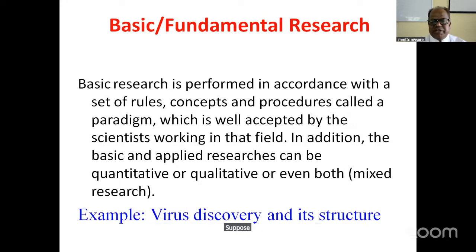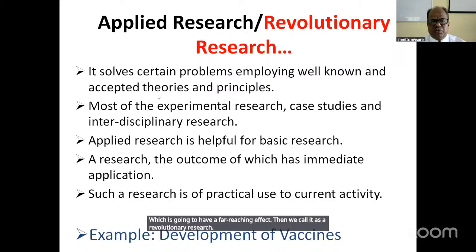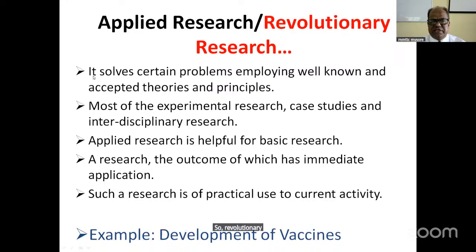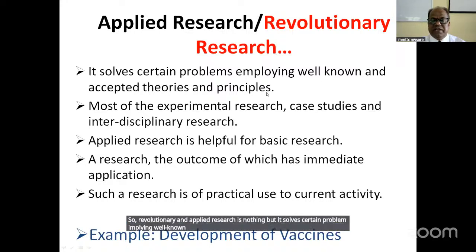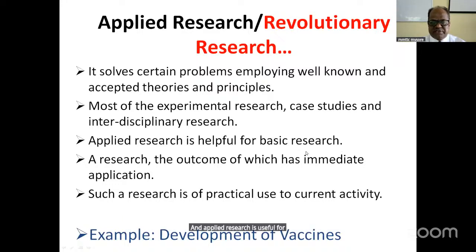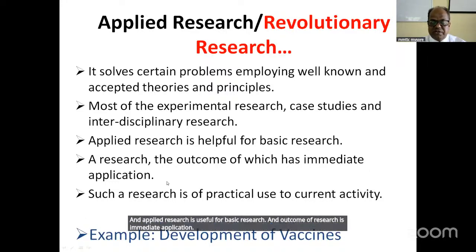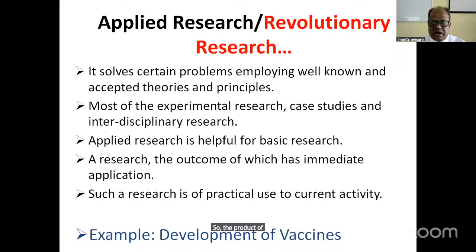Suppose this particular cell organelle performs something very unusual function, which is going to have a far-reaching effect, then we call it revolutionary research. So revolutionary or applied research solves certain problems employing well-known and accepted theories and principles. Applied research is useful for basic research, and the outcome of applied research is immediate application. So the product of applied research or revolutionary research can be used immediately.